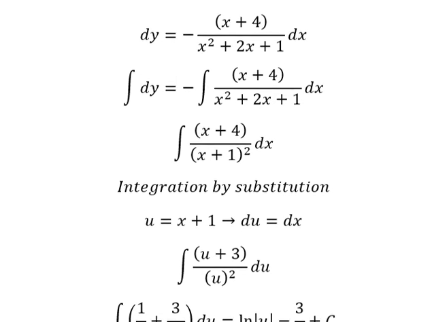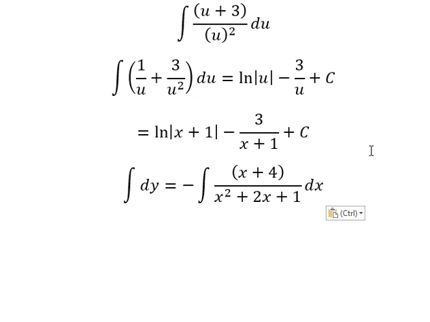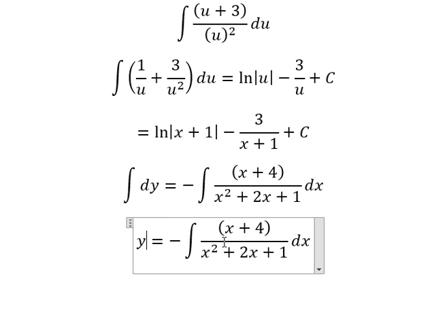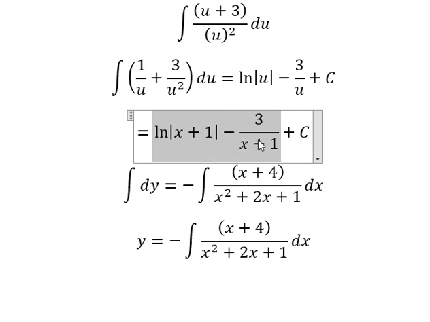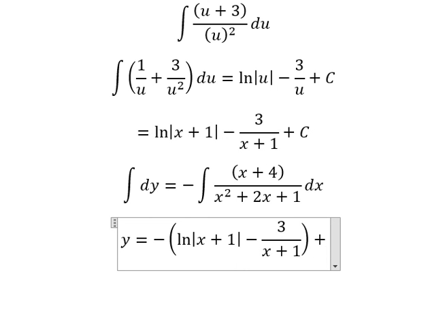And now we go back in here. So the integration of dy, we have y. The integration of this one, that is this one. And then I will put c.